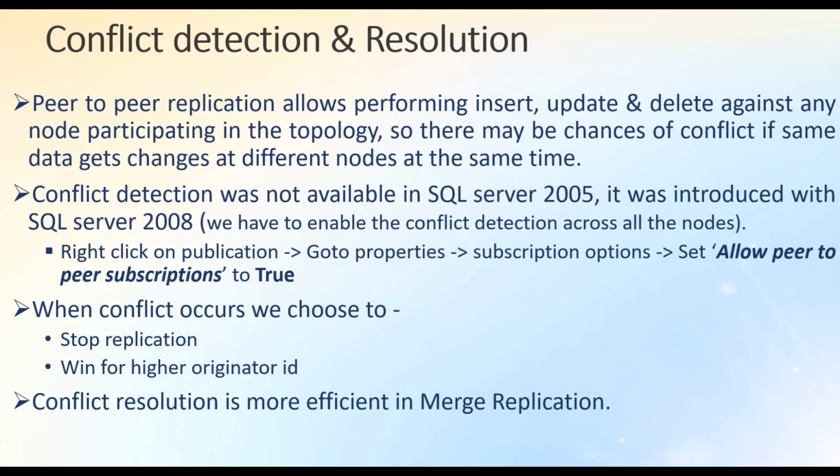Okay. This conflict detection was not available in SQL Server 2005. It was introduced with SQL Server 2008 only. And we have to enable this conflict detection across all the nodes. So this is the path where you need to set the conflict detection option to true. I'll show you. As I said, it will either stop replication or give the win to the higher originator ID if a conflict occurs. And conflict resolution is more efficient in merge replication than in P2P replication.